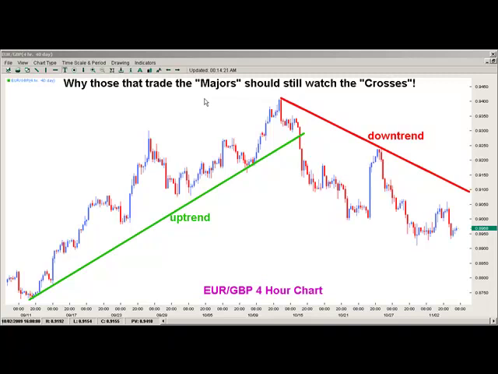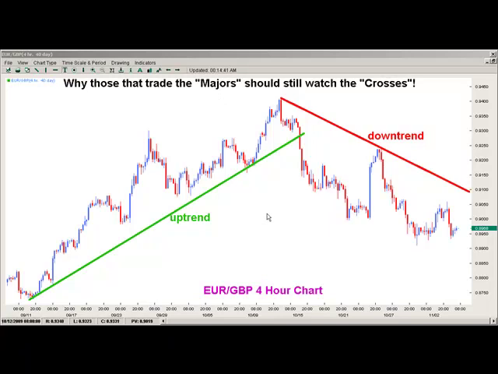But I want to talk to those who just trade the majors and let you know why you should still watch the crosses when you're trading your majors. Majors being things like euro dollar, pound dollar, things of that sort. Crosses being things like pound yen, euro yen, etc. Crosses don't have the dollar in the pairing, in other words.